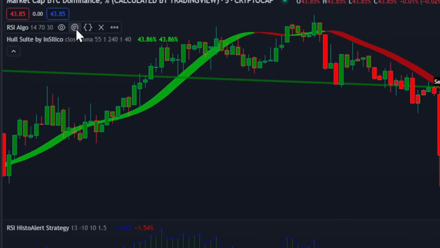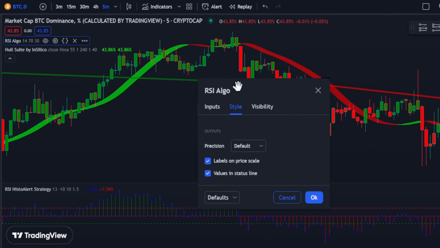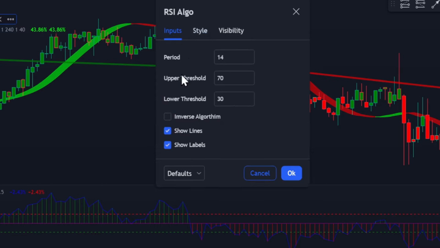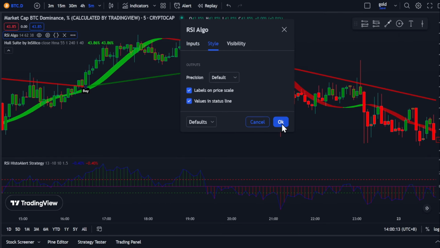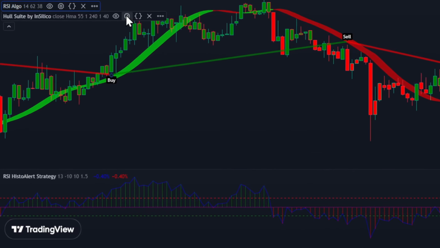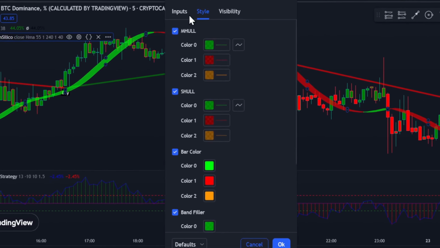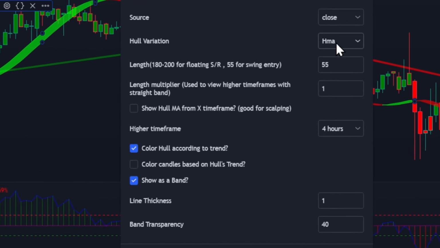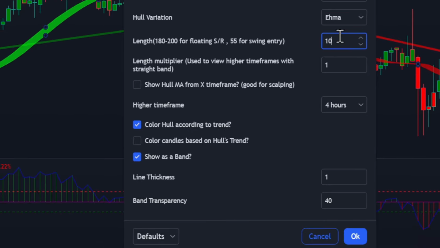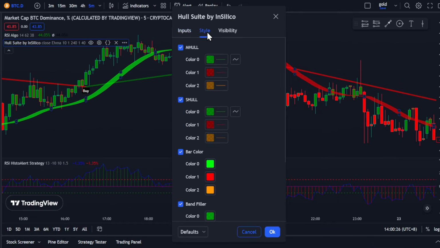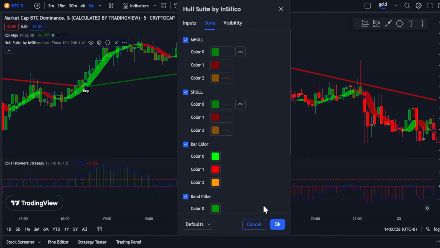Firstly, go to RSI Algo, go to settings, go to inputs, change the upper threshold from 70 to 62, and lower threshold change from 30 to 38. And go to style, remain default. For Hull Suite, from our previous video, we know that we need to change the Hull variation to EHMA, and this one to 10 for scalping strategy. Go to style, this one remains default.